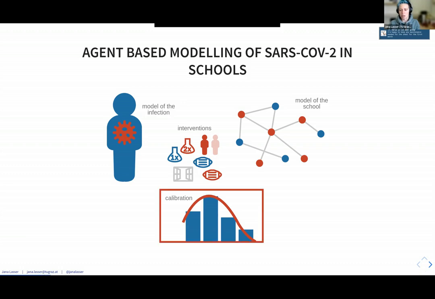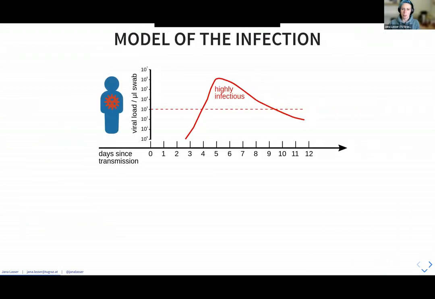And this calibration step is what most of my talk will be about, but first let me go briefly over the other components so you can understand how it all works together a bit better. The model of the infection in the individual in our model is closely tied to an approximation of the viral load in an individual.